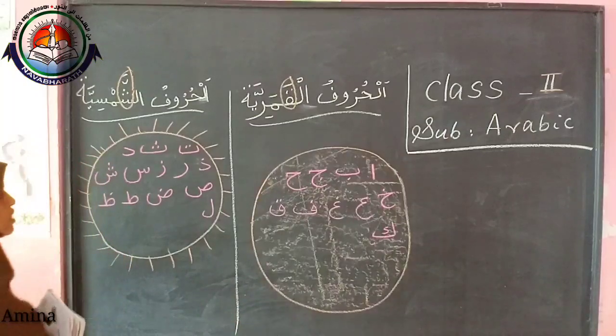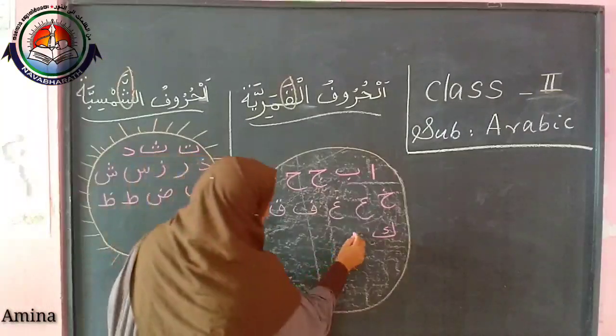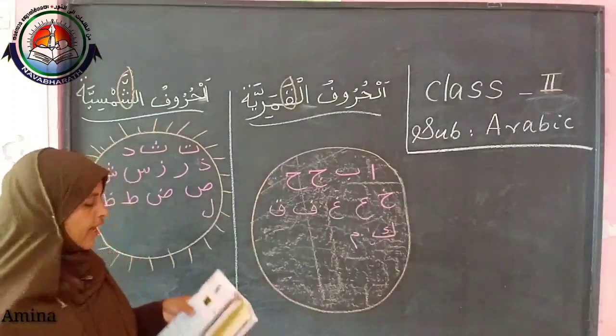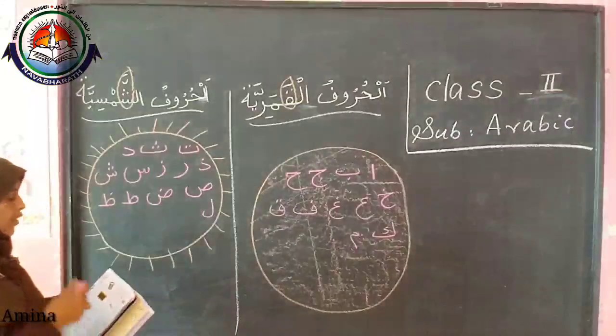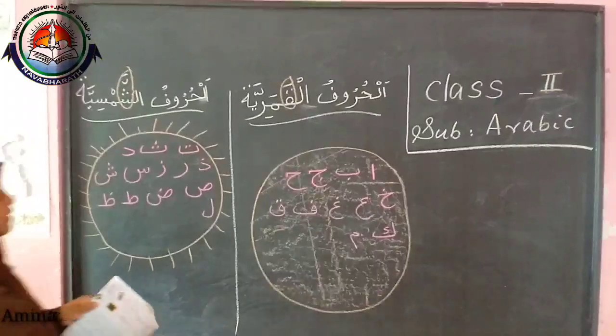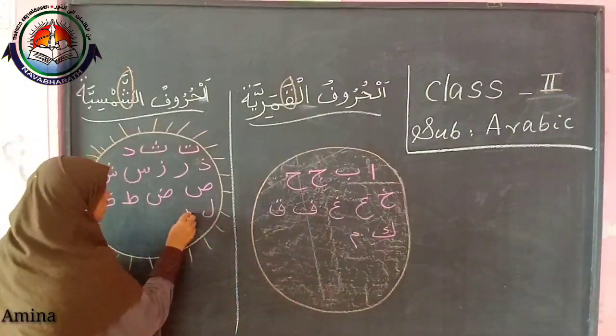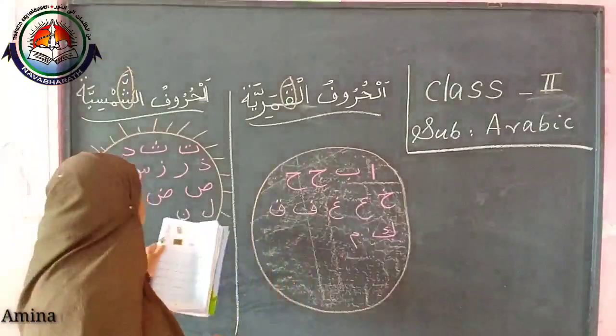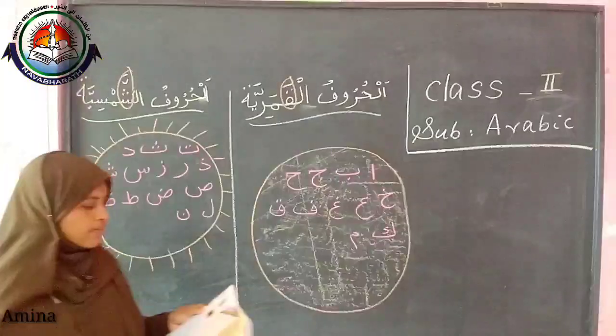Then mim. Mouse, banana. Al-mouse. Then mim also here. You can hear the sound of lam clearly. Then noon, nabat, an-nabat. You cannot hear the sound of lam clearly. That's why we wrote noon in huruf shamsiya.